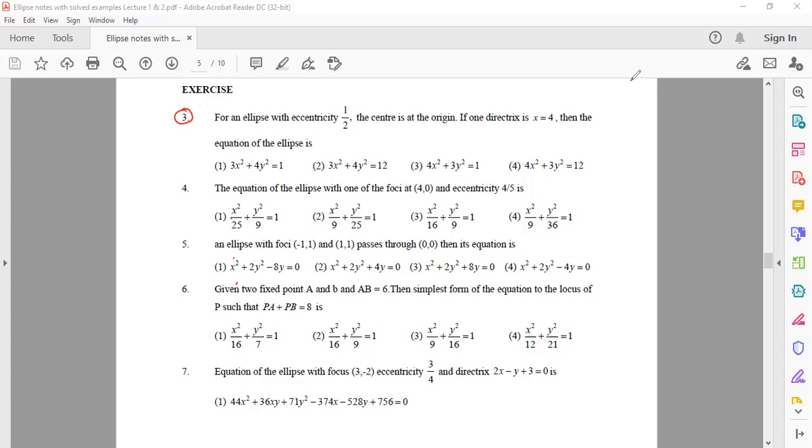Can you tell me what you have to do here? Eccentricity is given. Center is at the origin. One directrix is x equal to 4. You have to find the equation of the ellipse. Can you make a diagram? This will be the ellipse. Center is at the origin. Eccentricity is half. One directrix is x equal to 4. So which type of ellipse equation is this?